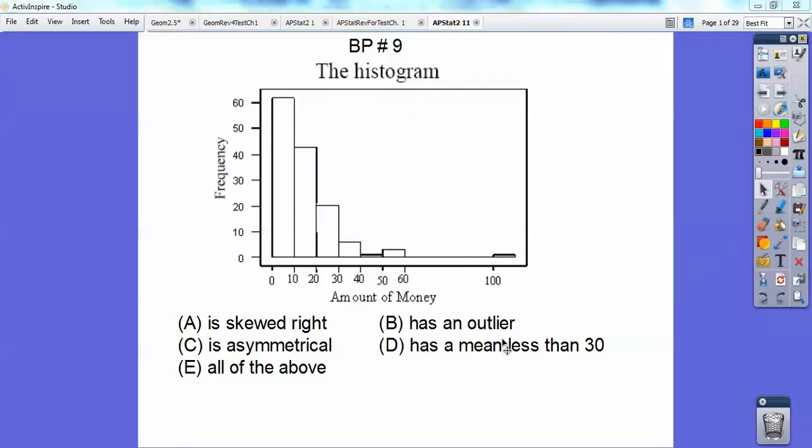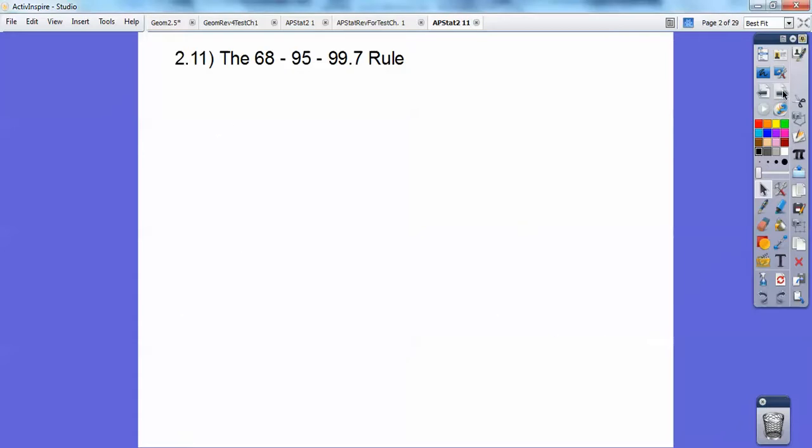So it has a mean that's less than 30. Well, that one I have to do a little calculation on. If this goes up to 60, between 0 and 10, and then 10 and 20, yeah, I would say it has a mean that's less than 30. So it's going to be all of the above. And I knew it was all of the above as soon as I knew it was skewed to the right, asymmetrical, and it has an outlier. So I knew it was more than one answer, so it has to be all of the above.